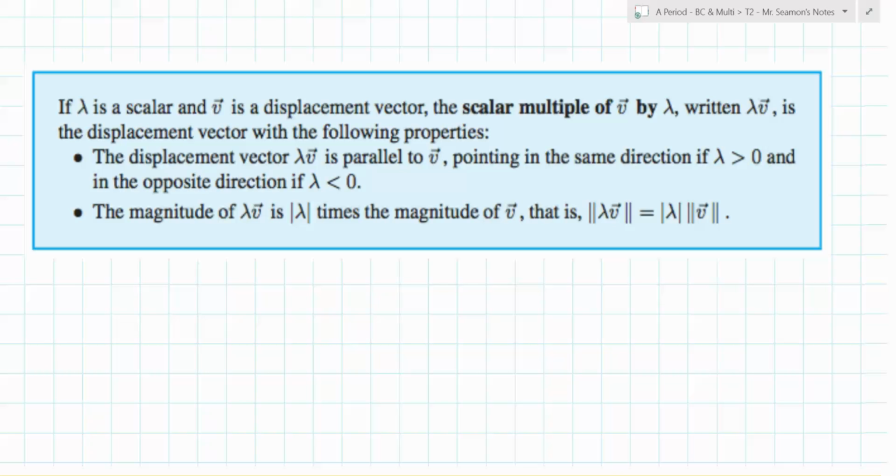Has anybody seen these double bars before? The double bars around the vector mean the magnitude. So the magnitude of a vector is a scalar. The magnitude is the length of the vector. So if you have a velocity vector, what is the magnitude of a velocity vector equal to? Speed, exactly. So when it's asking, it usually says S is equal to double bar of V. Excellent. So what did I say there? Speed is equal to the magnitude of velocity.